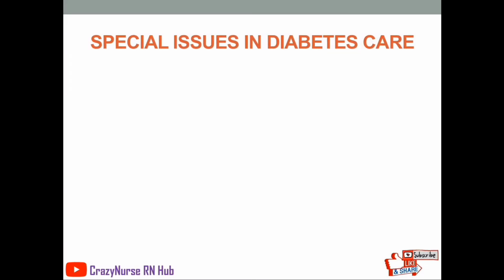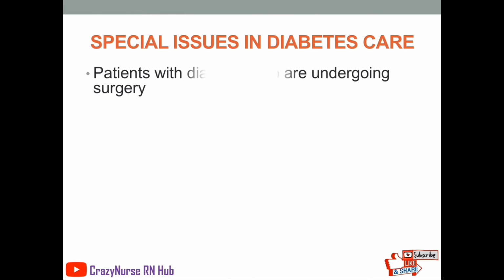Now let's proceed to special issues in diabetes care. First, we have patients with diabetes who are undergoing surgery. During periods of physiologic stress, such as surgery, blood glucose levels tend to increase because levels of stress hormones such as epinephrine, norepinephrine, glucagon, cortisol, and growth hormone increase. If hyperglycemia is not controlled during surgery, the resulting osmotic diuresis may lead to excessive loss of fluids and electrolytes. Patients with type 1 diabetes also risk developing ketoacidosis during periods of stress.